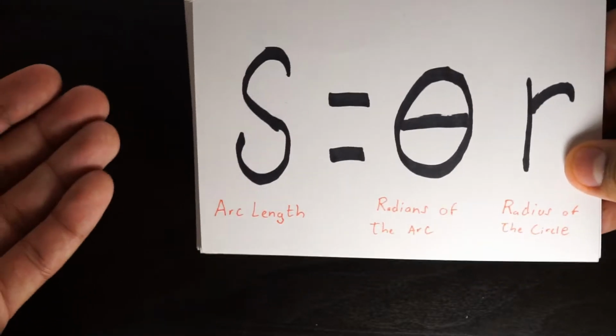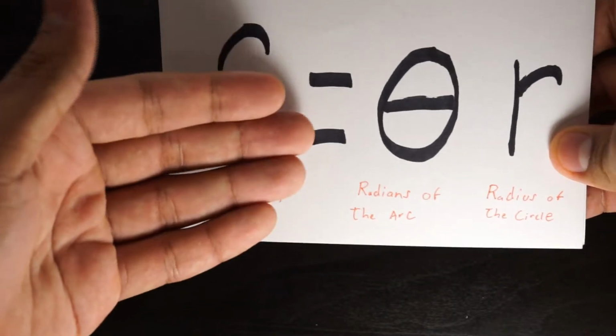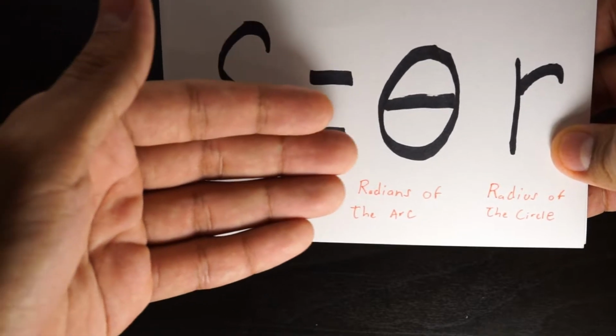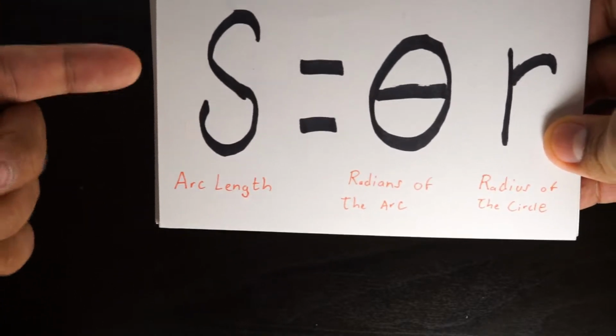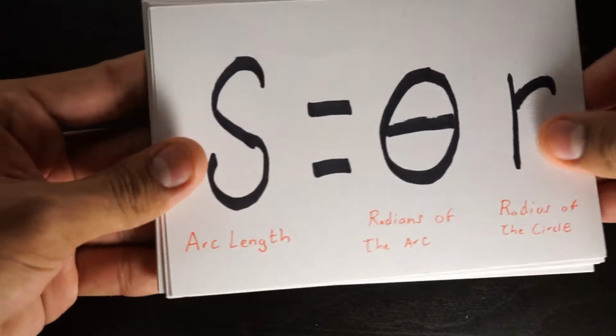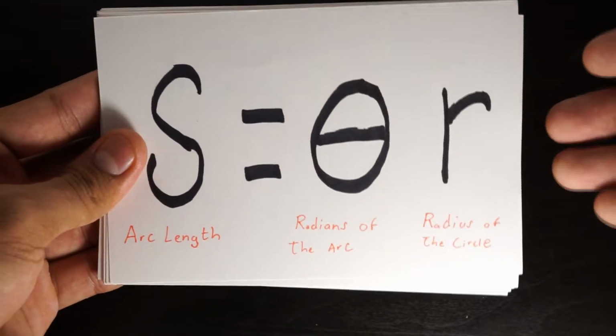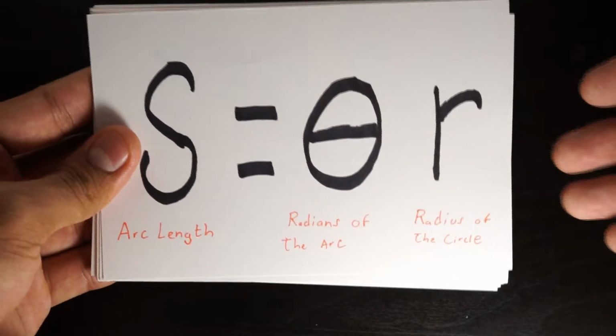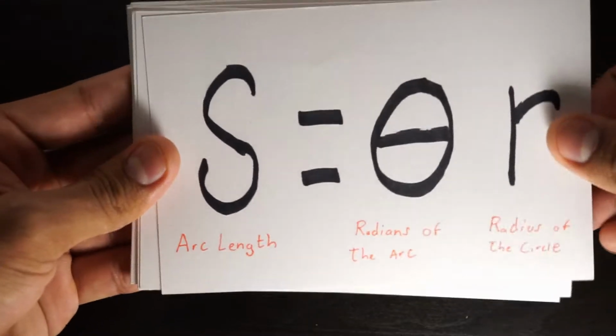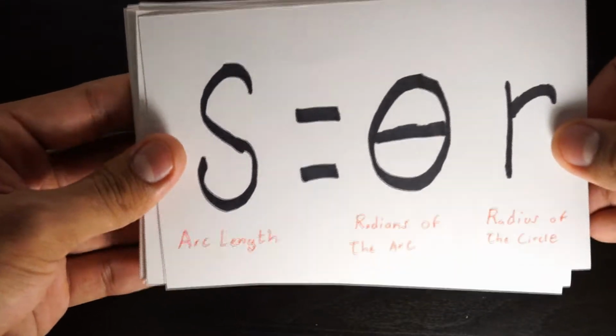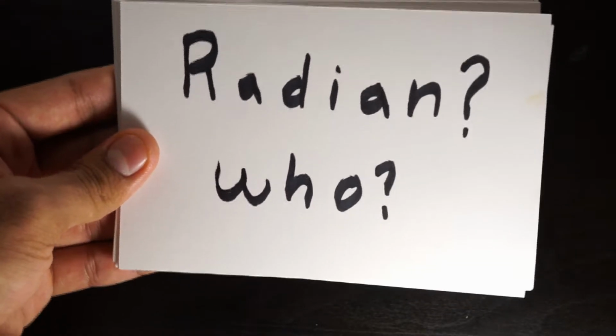Some of you may know this already, as S equals theta, the radians of the arc, times r, the radius of the arc, or of the circle that the arc is a portion of. This is all well and good, but the formula seems a little too simple. Why does it look like that? In order to get to that, we'll have to look into radians.